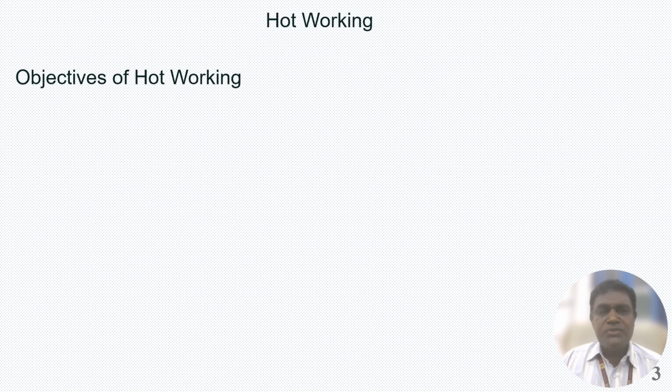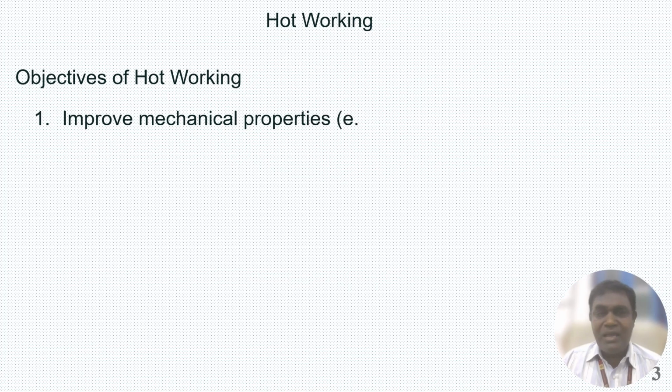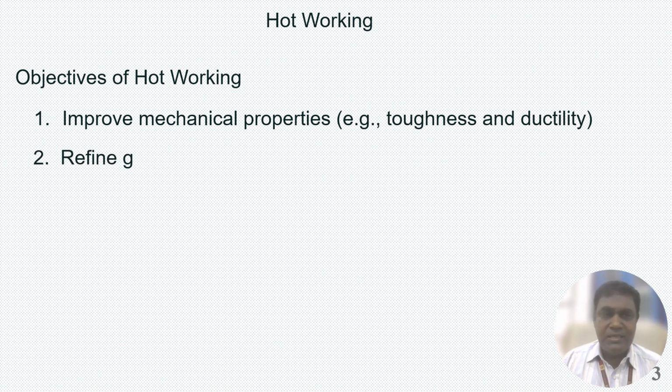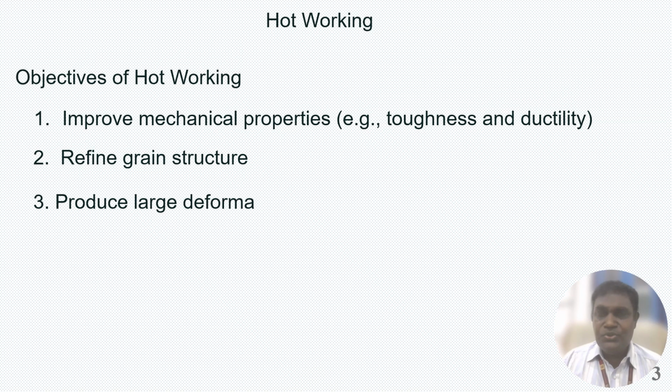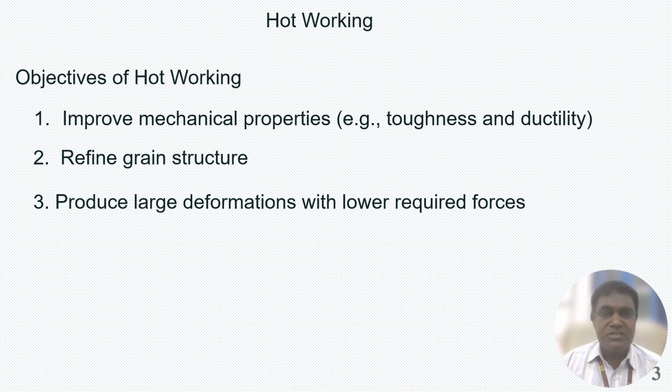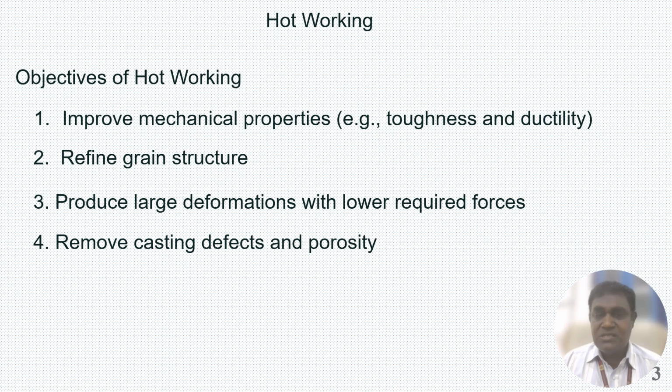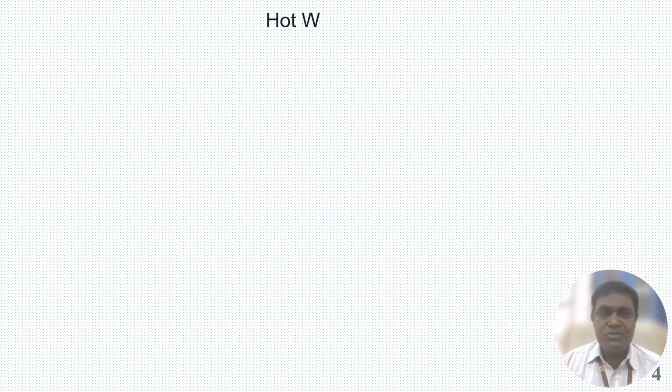In between this, you will consider as the recrystallization temperature. The main objectives of hot working processes are to improve the mechanical properties like toughness and ductility, refine the grain structure, and produce large deformation with lower required forces because of the high temperatures. Also, to remove casting defects and porosity that usually happen during the casting process. So these are the main objectives.